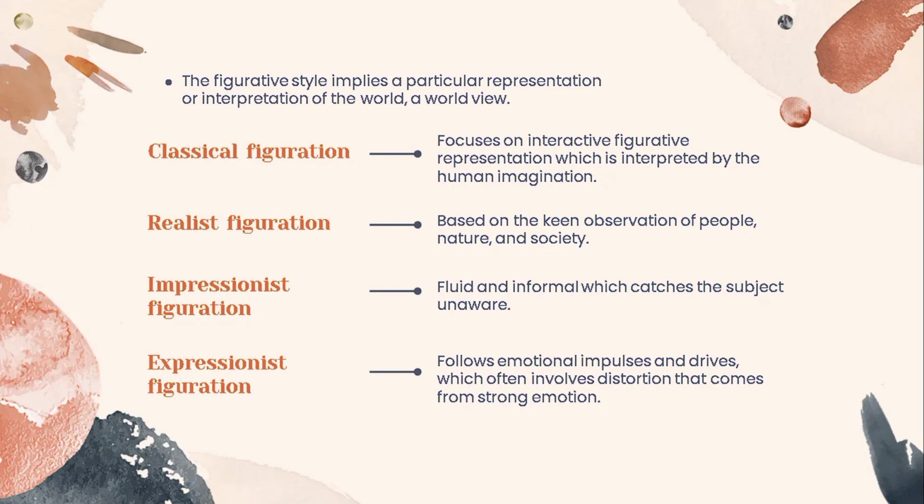So it really exists to the naked eye of a person. So it exists in the real world, not just in painting. So we can say that a realist figuration in a painting is when it is something like an electric fan, or a tree in the painting, which exists in the real world. So that is a realist figuration. However, impressionist figuration is fluid and informal, which catches the subject unaware.